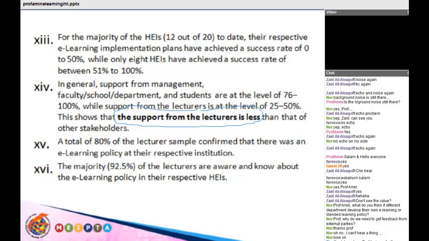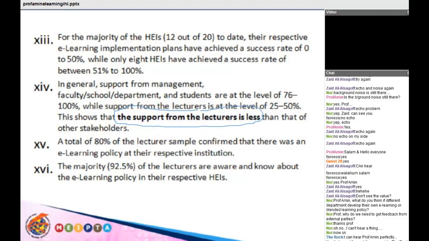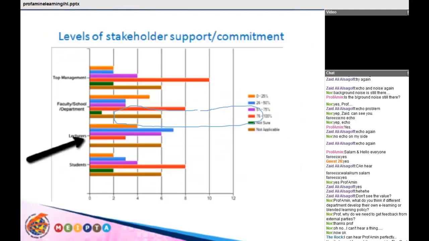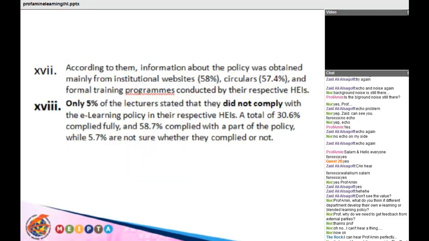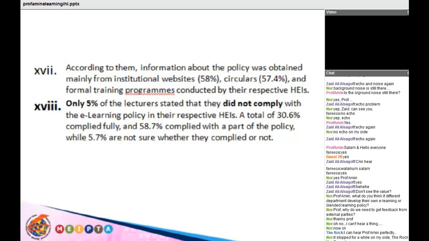I think why this is happening, one, is probably because there is no clear policy, no clear indication of the incentive for getting involved in e-learning. That's why, in general, the e-learning administrators felt that they do not get as much support from the lecturers in comparison to the top management. So no problem from the deans, from the vice chancellor and so forth. No problem from the school, no problem from the students, mainly from the lecturers. And for universities with policy, normally people are able to follow them, and very few fail to comply with the policy.